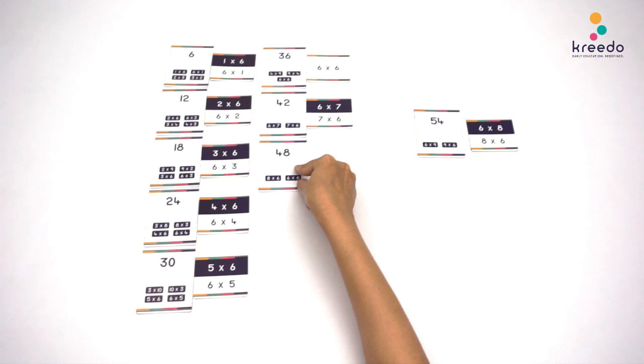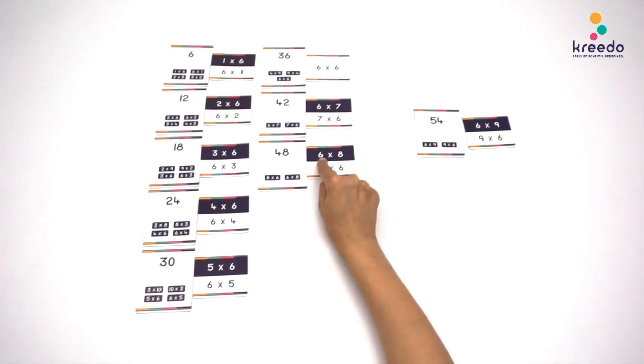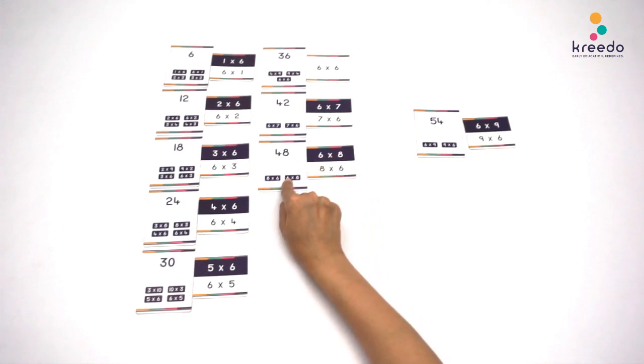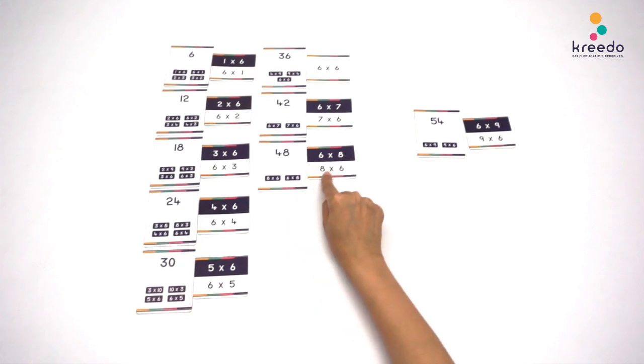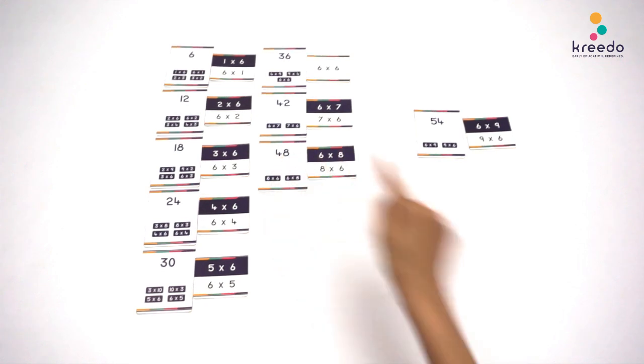Pair the next big card and small card in front of the child. Point to the table on the small card, followed by the same on the big card and say, 6 into 8, 6 into 8, 8 into 6, 8 into 6 is 48.